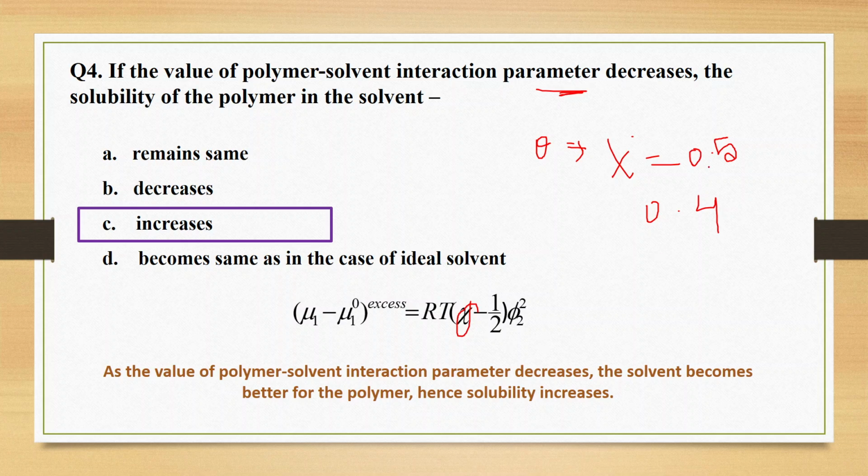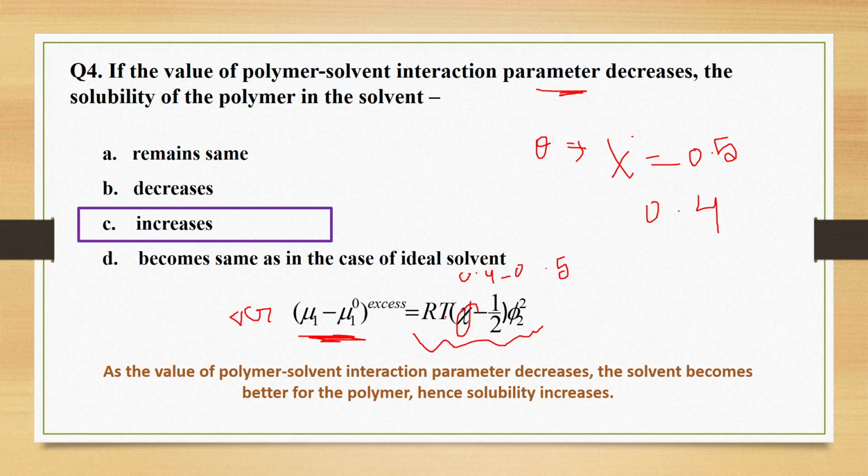If it is less than 0.5, or it is decreasing, then obviously we are placing 0.4 minus 0.5. So we are getting a negative overall value for this, right? A negative overall value for this is nothing but your delta G, which is represented as the chemical potential of the solution. So your chemical potential or delta G is becoming negative. The lower the value of chi, the more negative the delta G value gets, right? The more delta G becomes negative, the solubility should increase.